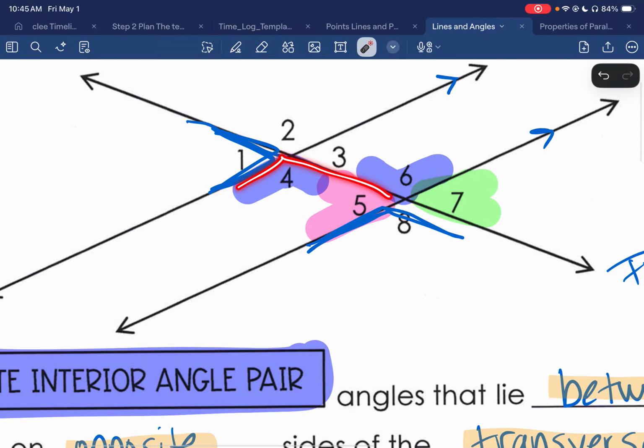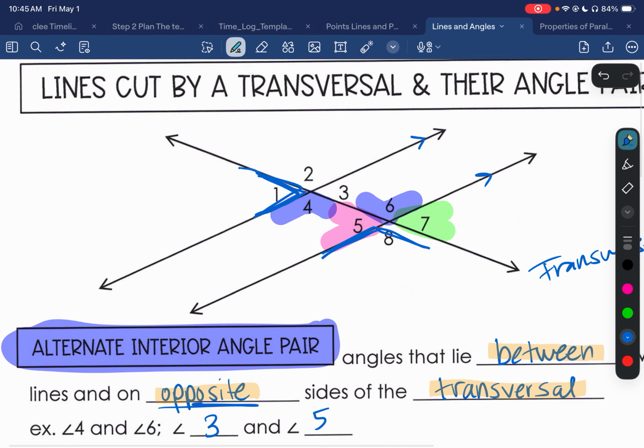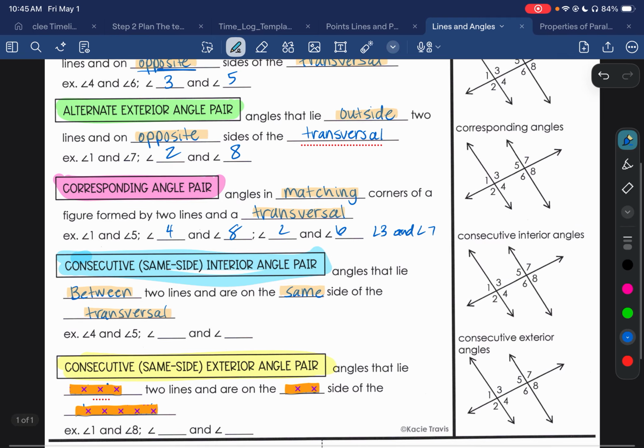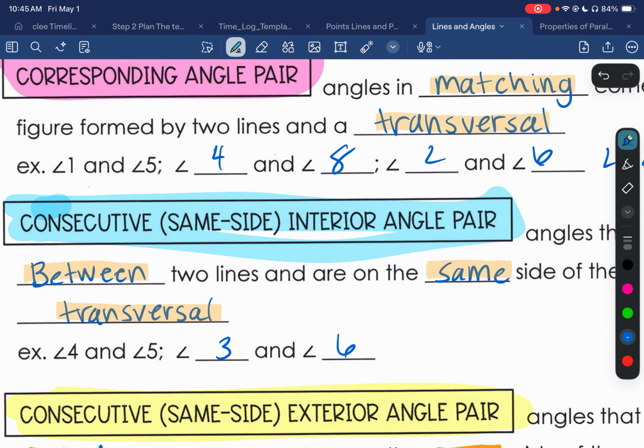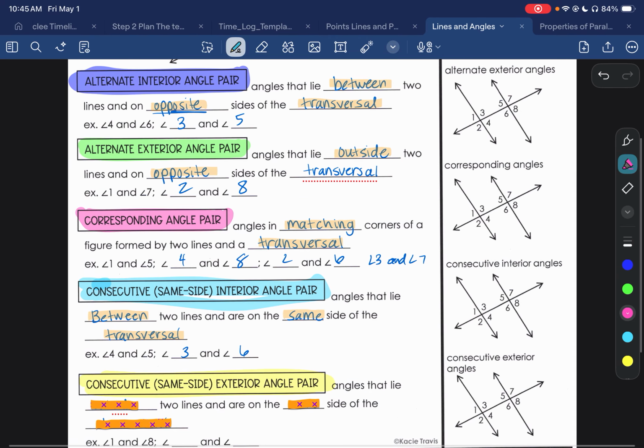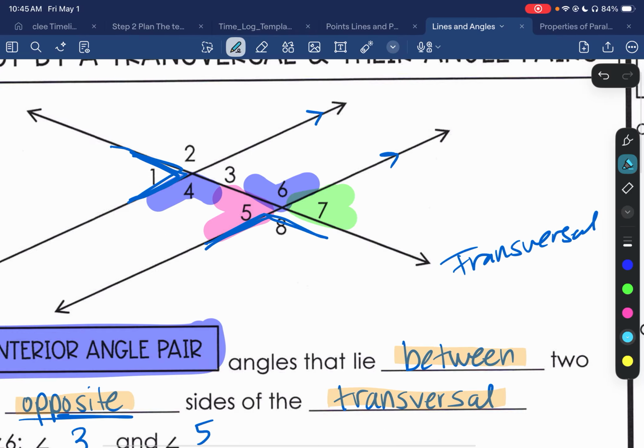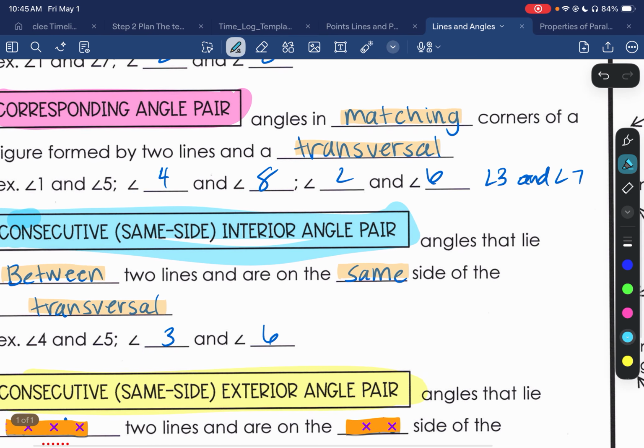So for example, these right here. This angle and this angle, these are same side interior angles. That's your pair right there. So 4 and 5 and 3 and 6. Bam. So if I wanted to label that with some color, those two and these two would be consecutive same side interior angles.